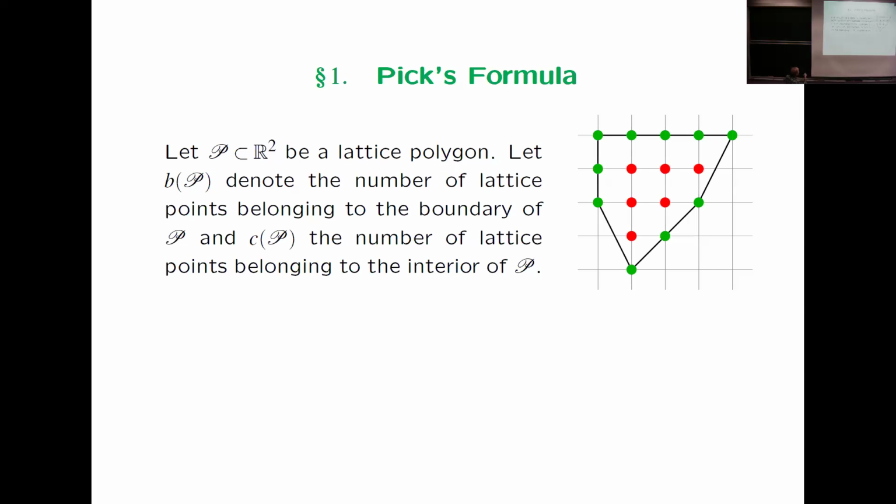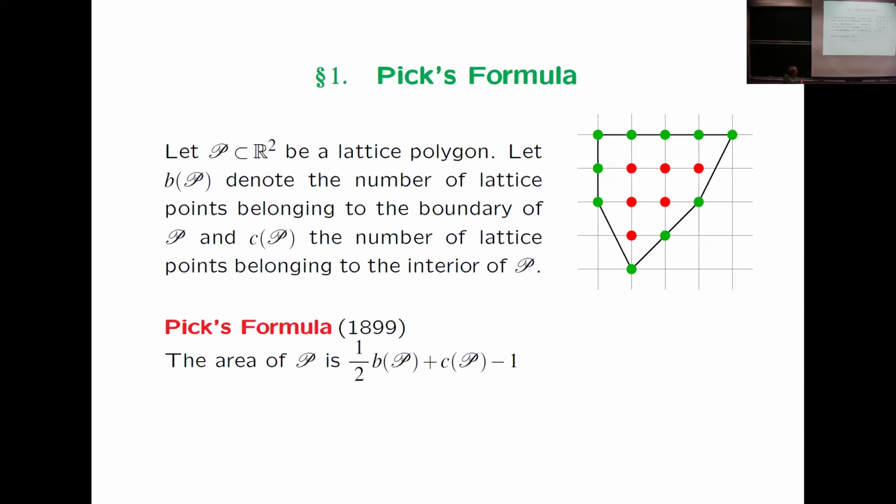And C(P) is the number of lattice points belonging to the interior of P. So the interior points are these red points: 1, 2, 3, 4, 5, 6. So in this case, B(P) is 10 and C(P) is 6. And Pick's formula says we can compute the area of this lattice polygon in terms of B(P) and C(P). So the area of P is half of B plus C minus 1. This is the classical Pick's formula.